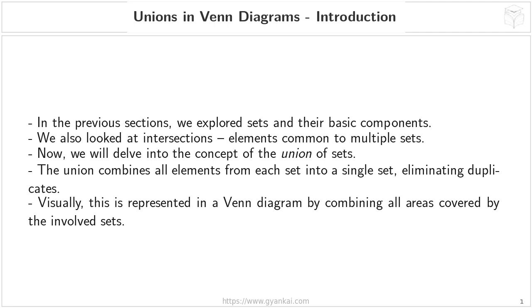When we find the union of sets, we represent it by shading or coloring all the areas covered by the sets involved, both the individual parts of each set and any areas where they overlap. This gives us a clear picture of everything that's included in the union. In the next slides, we'll look at exactly how to do this with examples, starting with 2 sets and then moving on to 3.